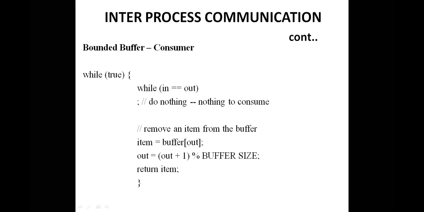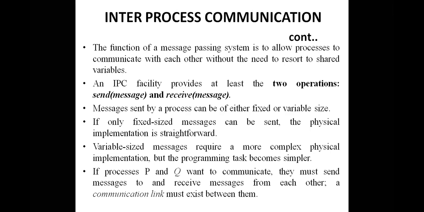Next part is interprocess communication mechanism 2, that is the message passing system. In order to make the communication possible, we have 2 interprocess communication mechanisms. The first one is shared memory and the second one is message passing. If 2 processes are willing to exchange information, either it can send a message or receive a message from the other process. So there are 2 facilities: send a message and receive a message.